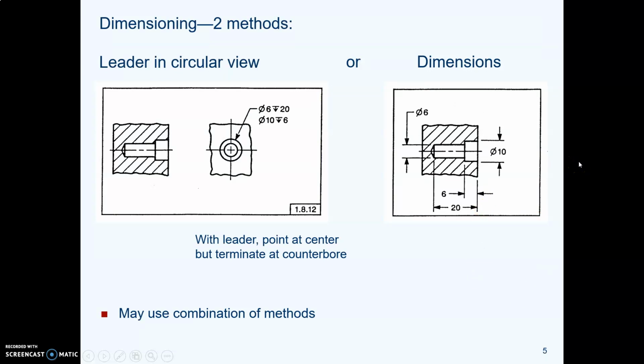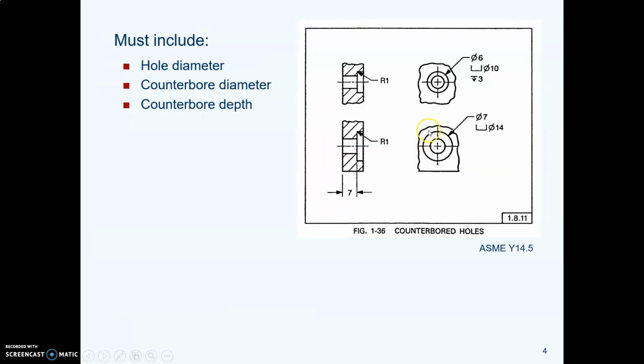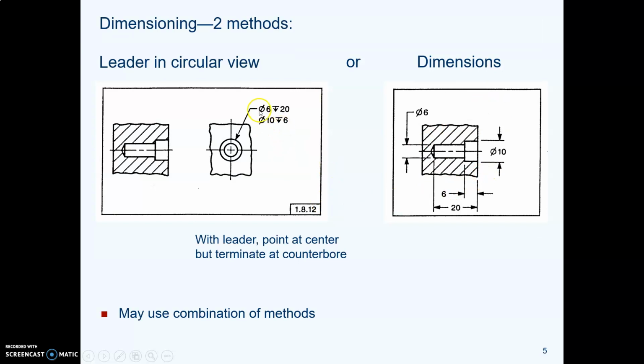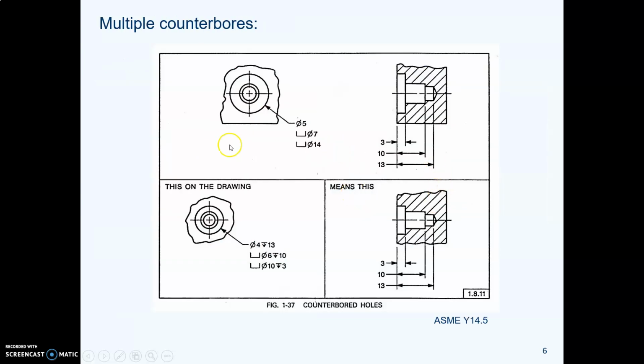Here is ASME showing us those two different versions. And like with the countersink, you can combine leader line callouts and dimensions as we saw here. You can combine them. But you've got diameter of the smaller hole, diameter of the bigger hole. Oh, they're missing their counterbore symbol. Oops. Here we go.